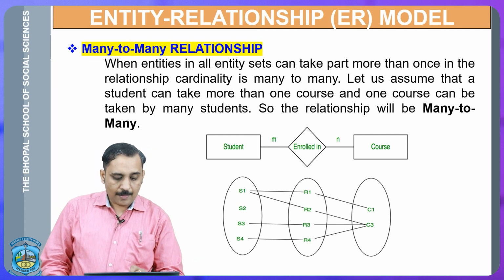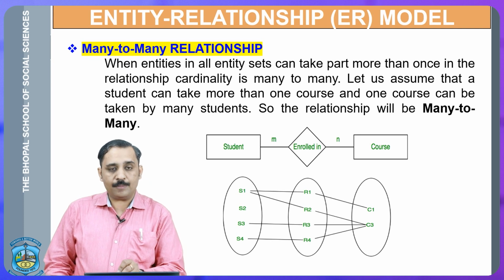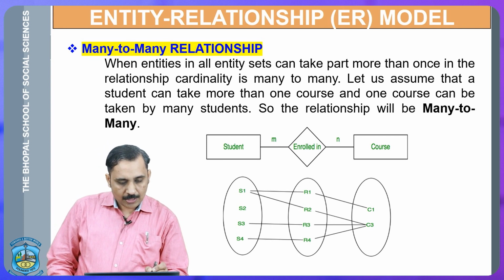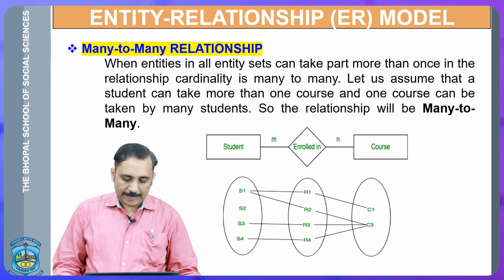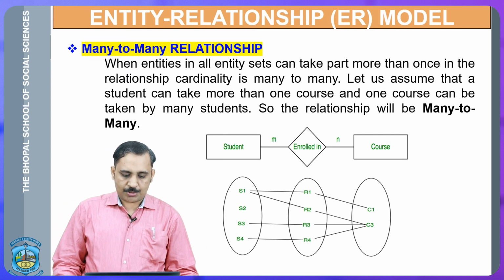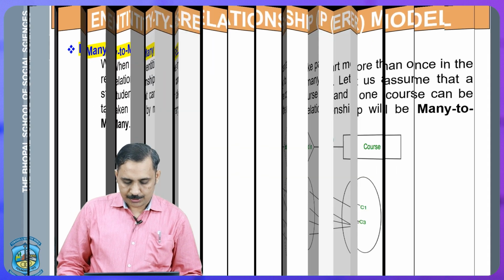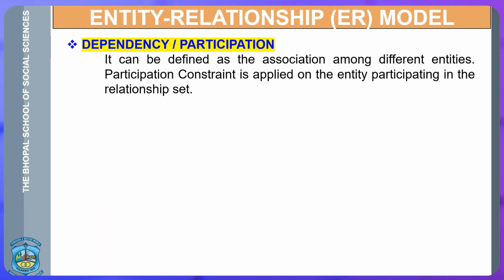It shows that many students can enroll in many courses. Right. So here also, on one side we have many entities, and on the other side we also have many entities. Such an association is called a many to many relationship. Then dependency or participation. It can be defined as an association among different entities.